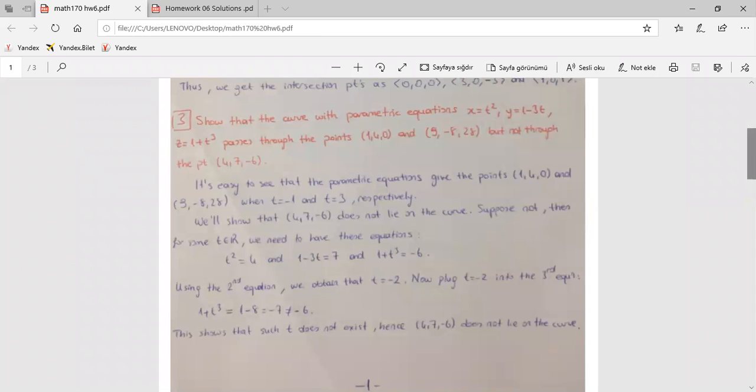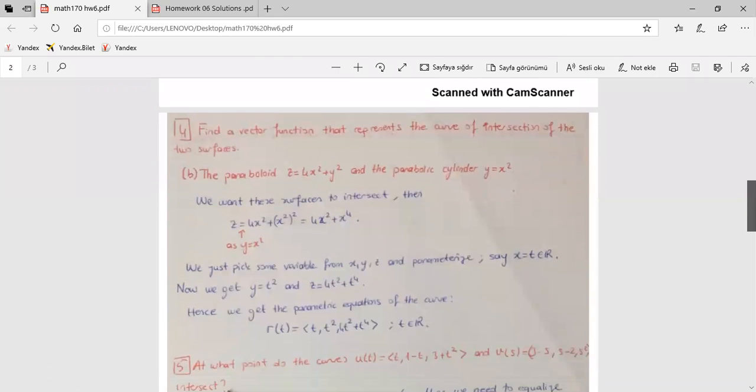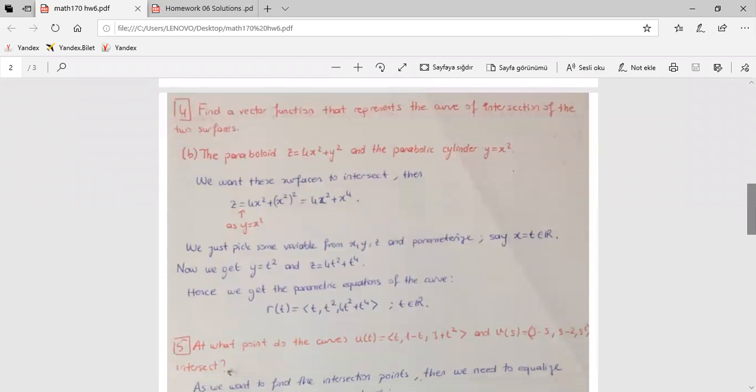Now let's skip to the fourth one. Okay. We'll solve the second part of this question. Now we want to find a vector function which represents the intersection of the two surfaces. We're given a paraboloid and a cylinder, okay? Now we want to find the intersection to write an equation of a vector function.